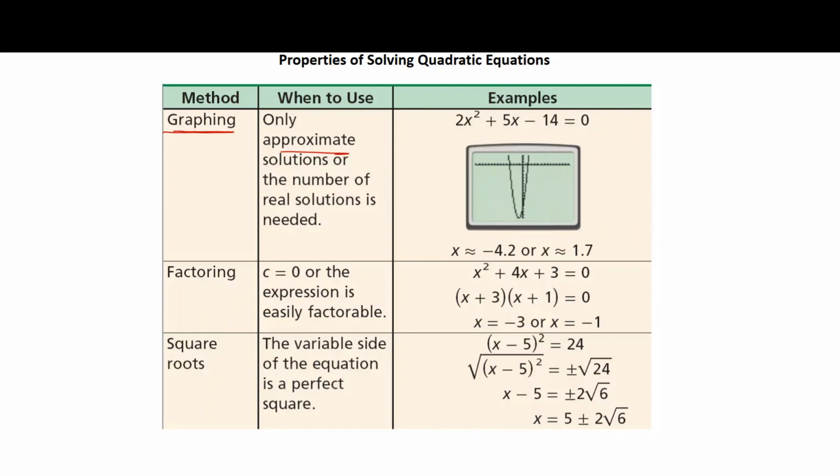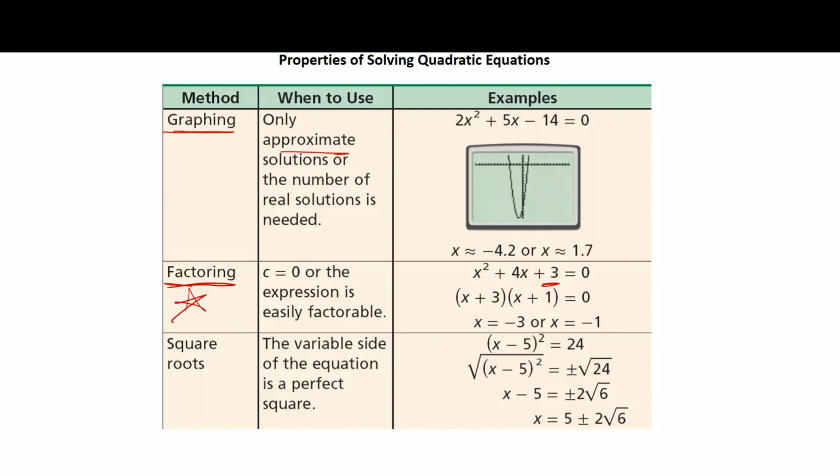Another way we could deal with quadratic equations is to factor. When would it be appropriate to factor? Well, when c equals 0 is a good time, and when the expression is easily factorable. So if you look at it and say, oh, I can easily do that. Like I look at this one here and I say, two numbers that multiply together to get 3 and add together to get 4. That's really easy, 3 and 1. So factor it the easiest way. Always try your factoring first and see if you can do it.